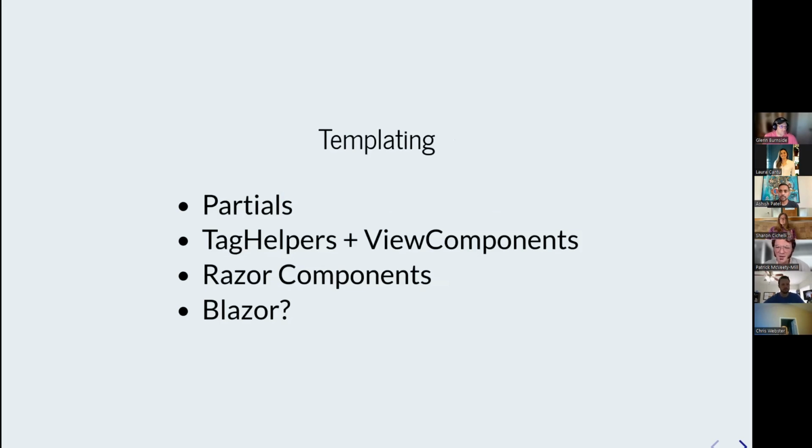Templating. You've got to have good templating because we're writing all this HTML. ASP.NET has great templating. They knew they needed that. We've got partials, tag helpers and view components. Those are kind of newer. I think they're okay, but they're not my favorite. Razor components, which is the confusing name for how you write Blazor, are a lot nicer. You can render them in non-Blazor contexts now, but that's a little clunky too.